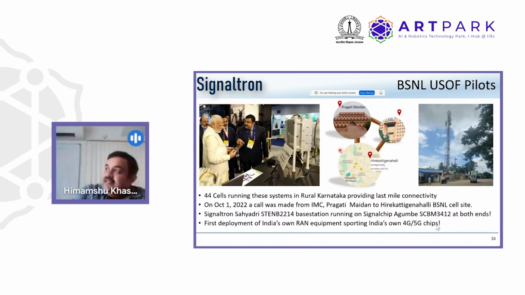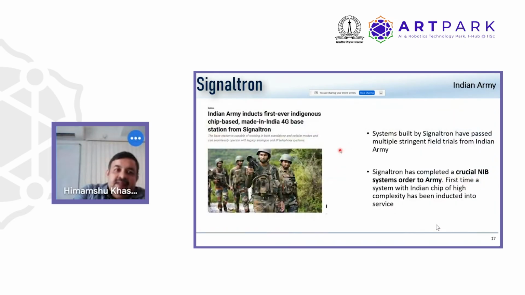And earlier this year, we completed deployment of all the cells. And recently, we completed delivering 20 NIBs, the network in a box, to Eastern Command, and it went through rigorous testing from them.